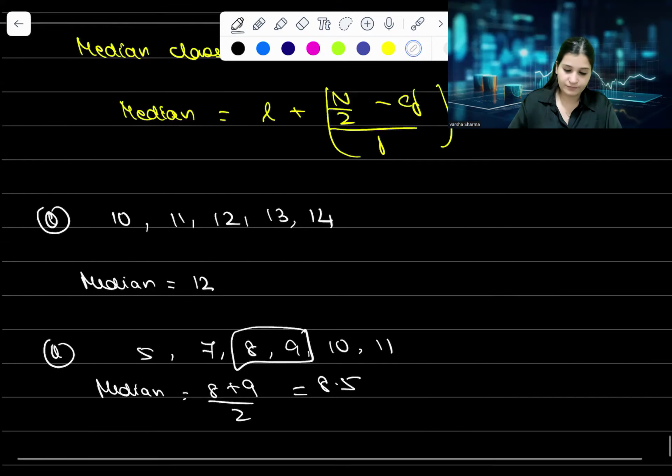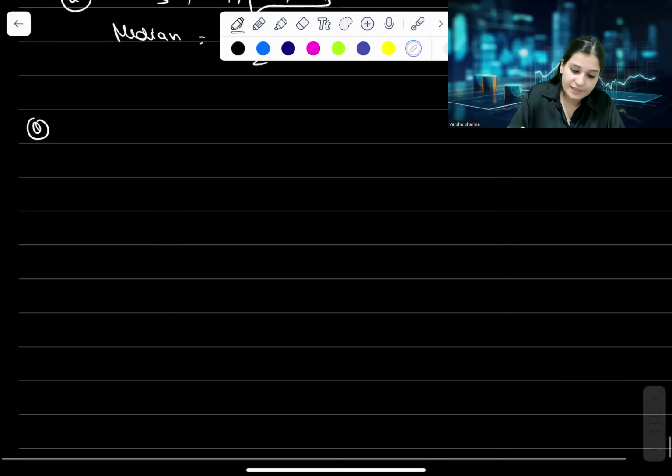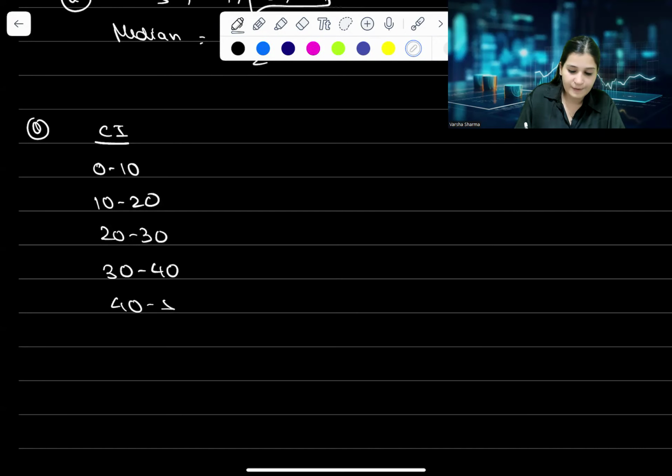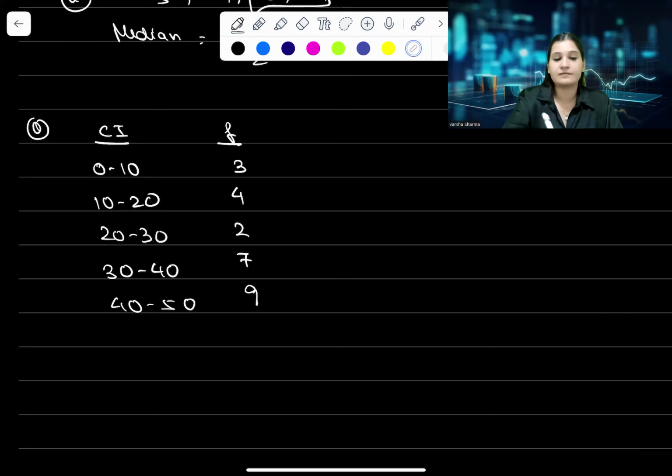Then for continuous cases, class intervals 0 to 10, 10 to 20, 20 to 30, 30 to 40, 40 to 50. Frequency 3, 4, 2, 7, 9.